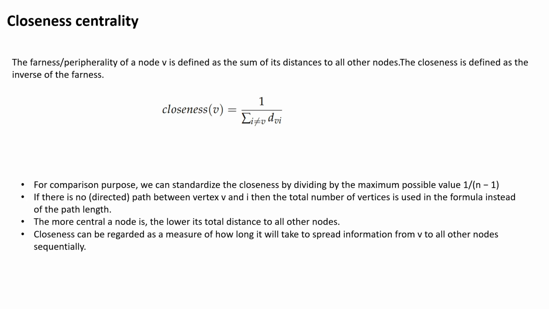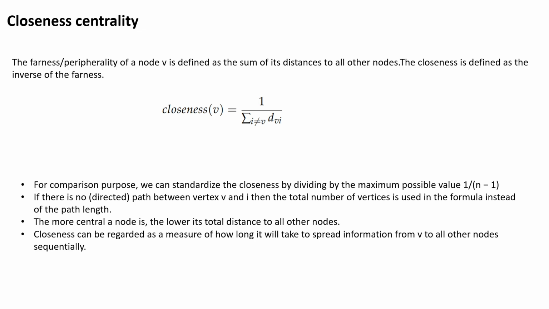For comparison purposes, we can standardize the closeness by multiplying by the maximum possible value, that is 1 by n minus 1. So if you want to normalize this value, you can do it using 1 by n minus 1. And if there is no directed path between vertex v and i, then the total number of vertices is used in the formula instead of the path length.